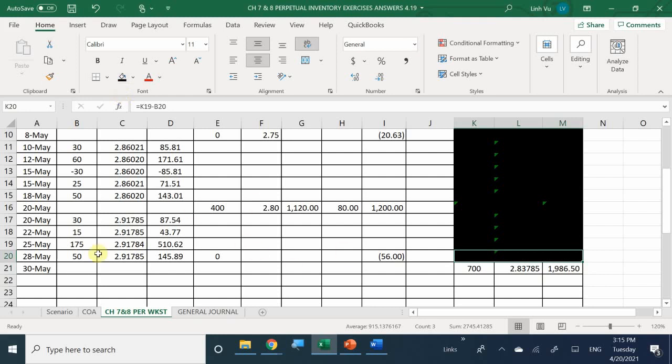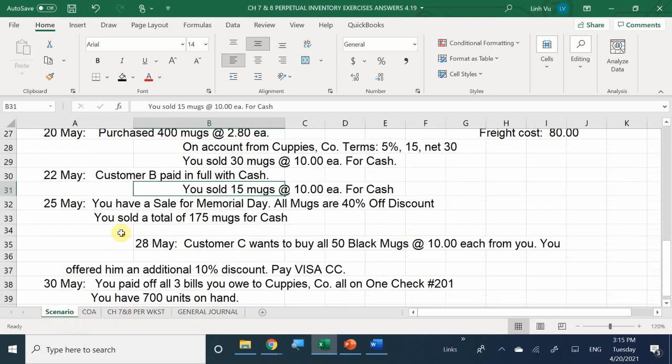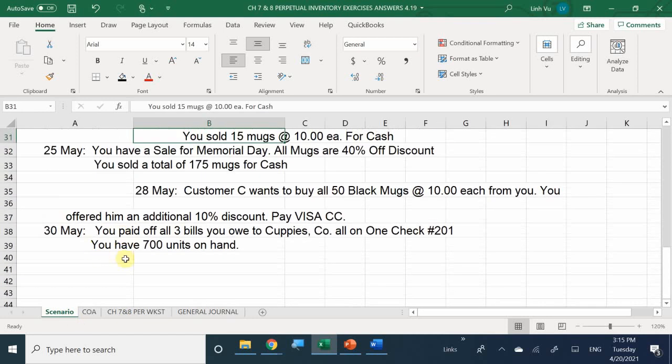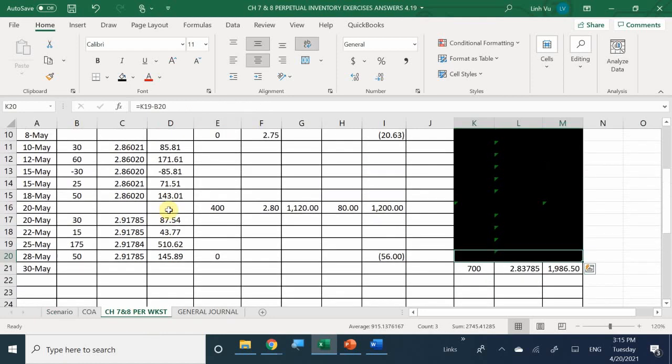I completed my journals, right? They're completely done. And I completed my scenario, right? I made sure that at the end of the month, I should have 700 items left on my inventory. And I do. All right. So, any questions in regards to this chapter 7 and 8 exercise?